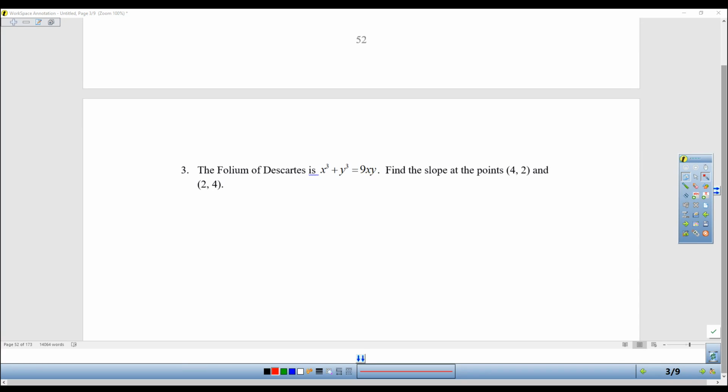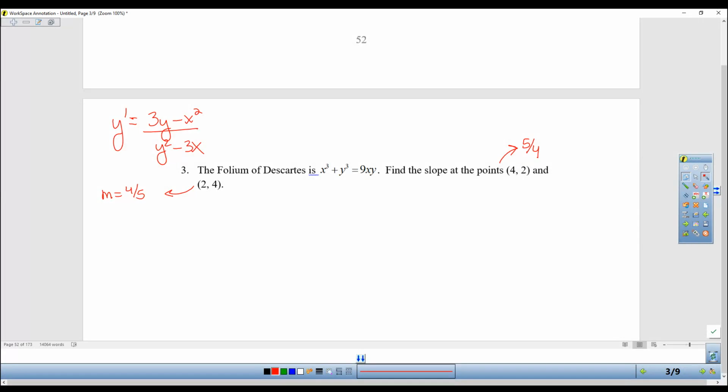Number 3, the Folium of Descartes is x cubed plus y cubed is equal to 9xy. So I would love to think that somebody would like to try this on their own. So I'm going to give you the answer in advance. Y prime is equal to 3y minus x squared over y squared minus 3x. And then find the slopes at these 2 points. The answers are 5/4. And at this point, the slope is 4/5.